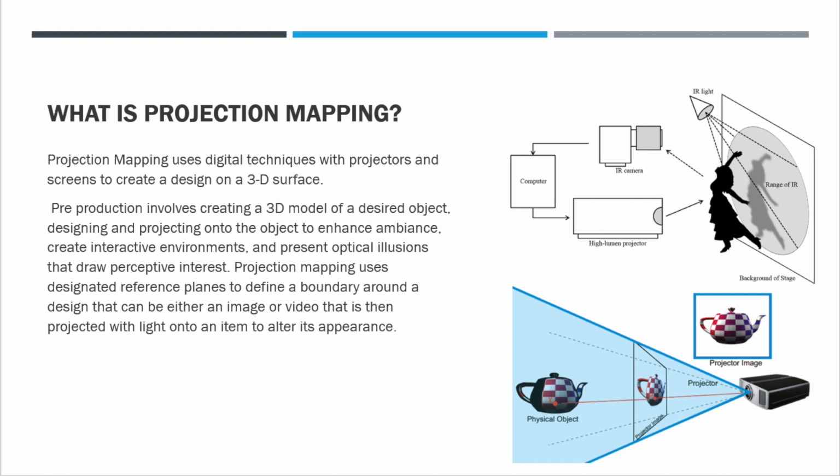create interactive environments to present optical illusions that draw perspective interest. Projection mapping uses designated reference planes to define a boundary around a design that can either be an image or video that is then projected with light onto an item to alter its appearance.